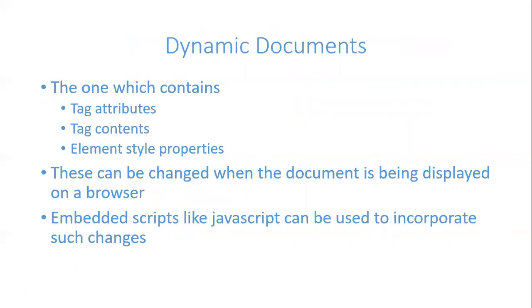What do we mean by dynamic HTML? A dynamic HTML document is a document which can be dynamically changed. That's a simple definition. We have all studied what a tag attribute of HTML is, what tag content of HTML is, and what the element style properties of HTML are. We already have worked with this. All of these can be changed in the document while the document is being displayed in a browser. How do we change it? Using scripts like JavaScript.